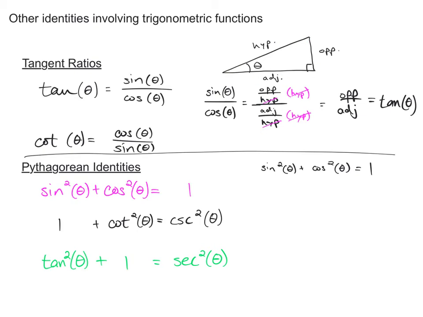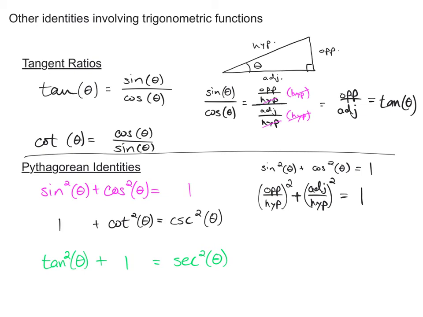So the sine of this triangle is the opposite over the hypotenuse. So let's see. This is opposite over hypotenuse, and it's going to be squared. The cosine is adjacent over hypotenuse, and that will be squared, and that equals 1.